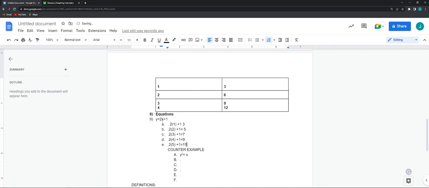So for every input, the input of 1, we get 3. Input of 2, we get 5. Input of 3, we get 7. So there's one input for every output.